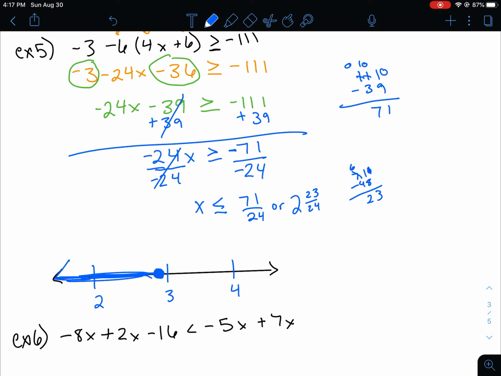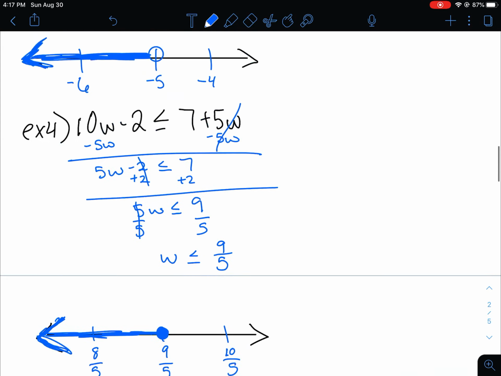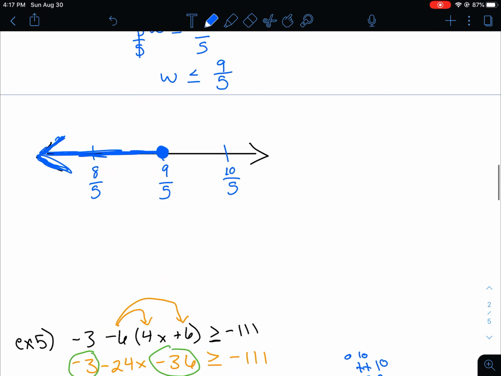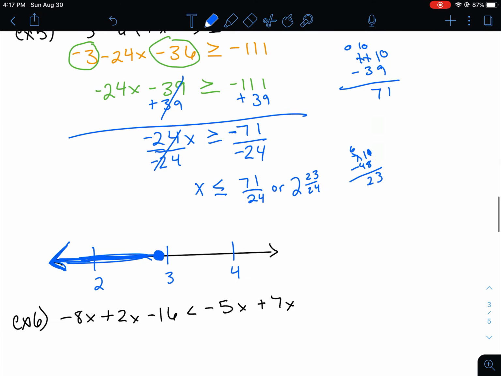Sorry, all these happen to be less thans, except for our first one, I think. Yeah, our first one was a greater than sign. All right, sorry about that.